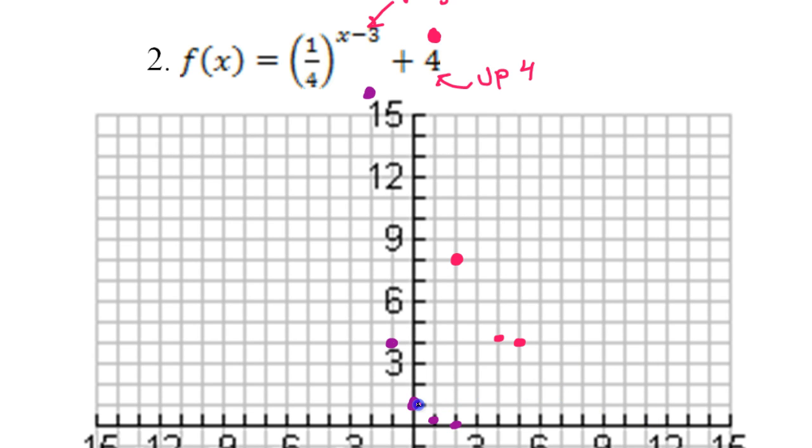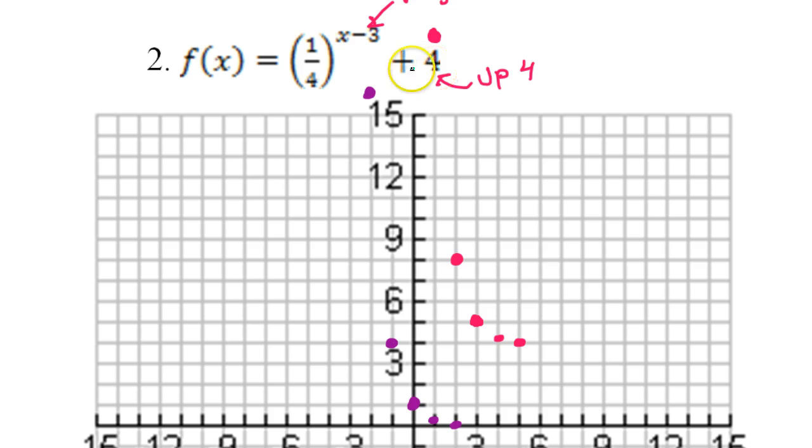Oh, I missed one. I feel like I'm missing a point. Which one am I missing? Oh, I missed the y-intercept here. So right 3, 1, 2, 3, up 1, 2, 3, 4. This point was missing. Alright, take your 5 points and draw a smooth curve.